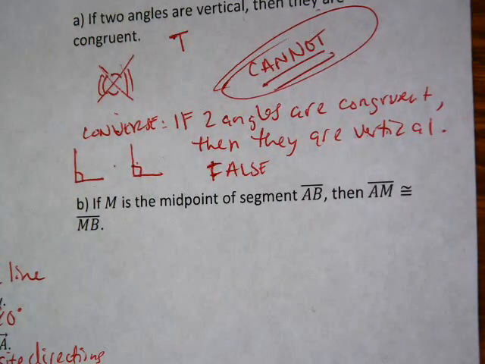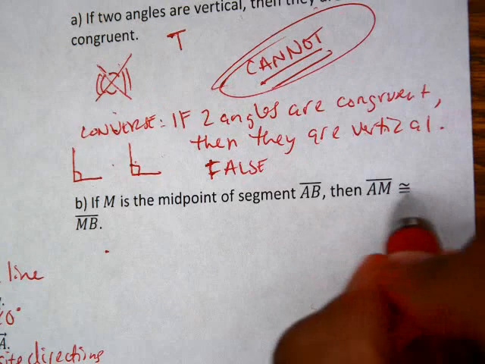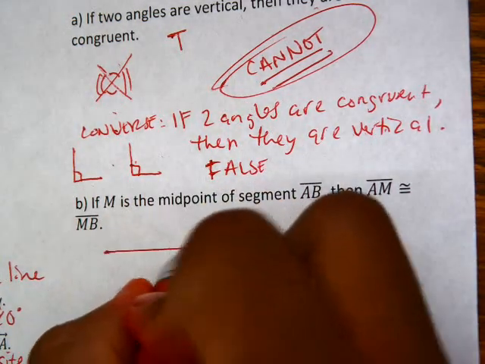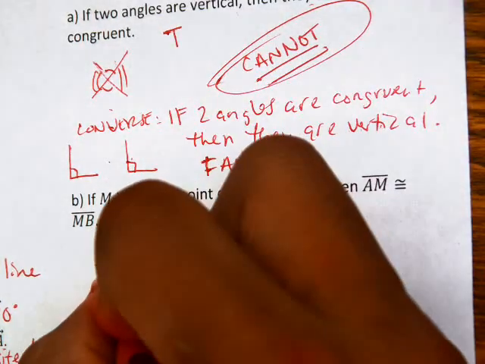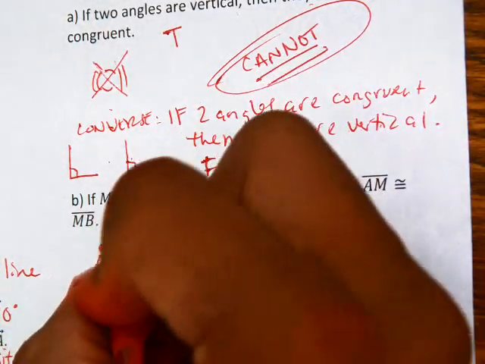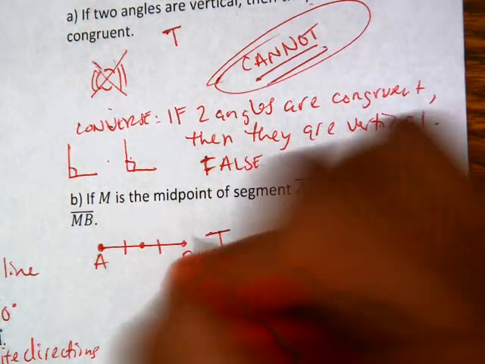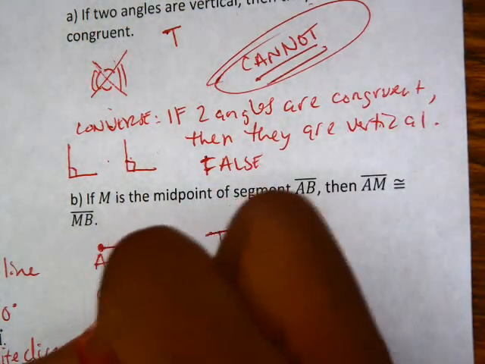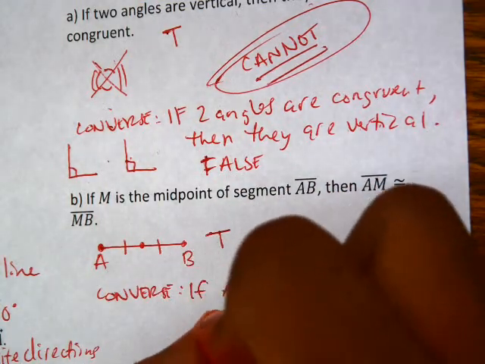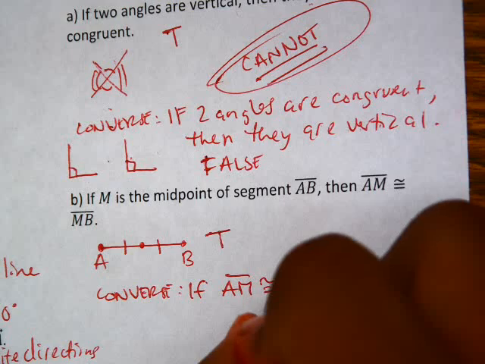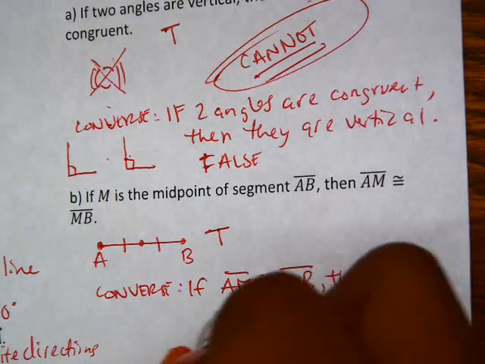In part B, if M is the midpoint of segment AB, then AM is equal to MB. So here's the segment, here's AB. If M is the midpoint, then is it true that these parts are equal? Yes, that's true. So that's true forwards. Let's talk about the converse. If AM is congruent to MB, does that automatically mean that M is the midpoint?